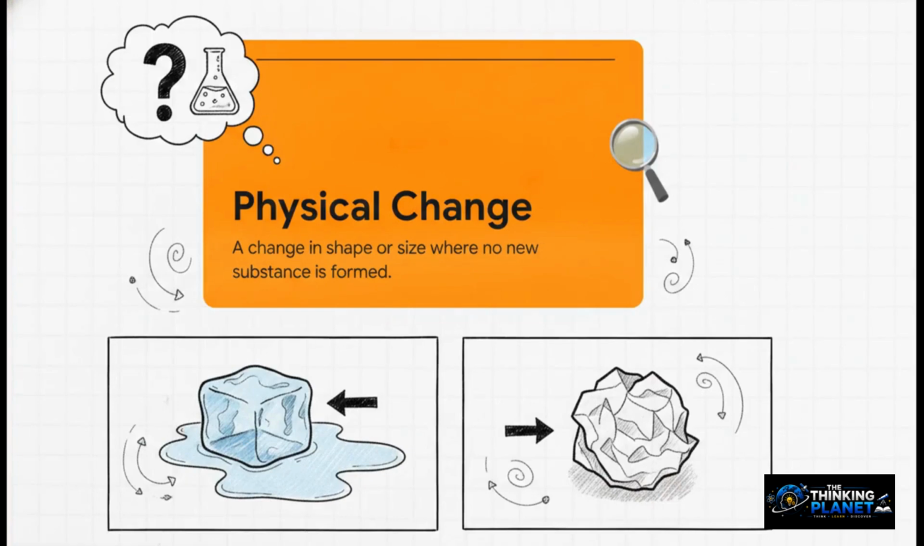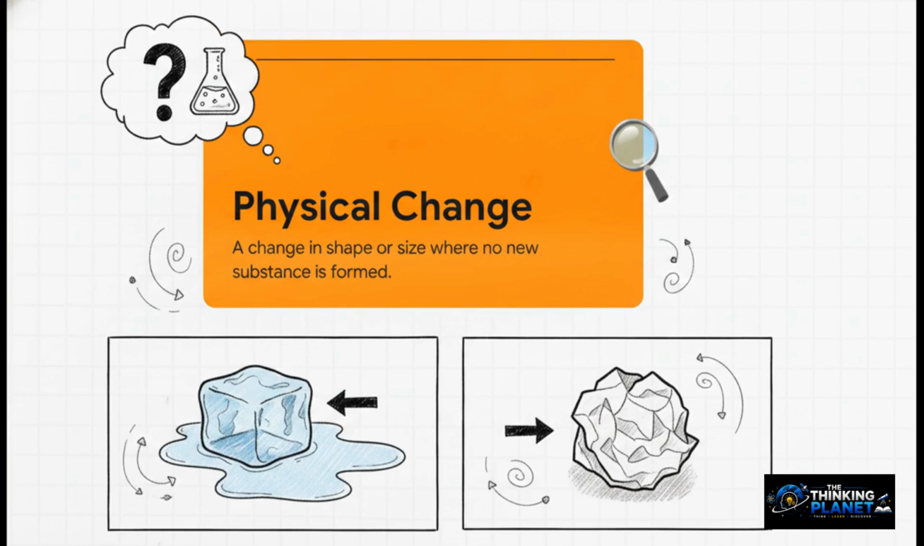Whenever you're observing a change and trying to figure out exactly how to categorize it, there's one golden question I want you to always ask yourself. Seriously, write this down if you're taking notes. Did a new substance form? If the answer is no, then you are looking at a physical change.